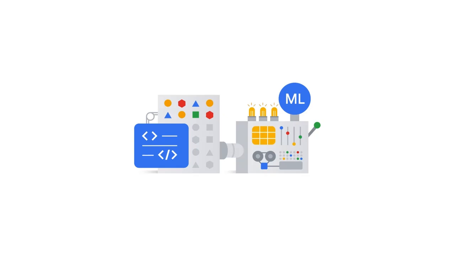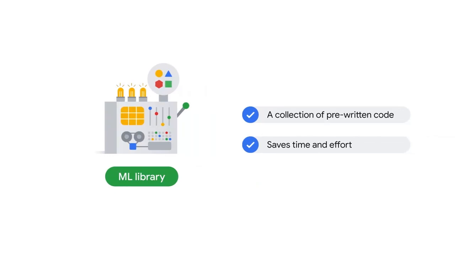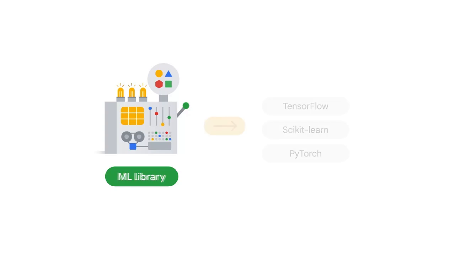These days, you don't have to code from scratch. Instead, you can leverage ML libraries. An ML library is a collection of pre-written code that can be used to perform machine learning tasks. These libraries can save developers time and effort by providing them with the tools they need to build machine learning models without having to write everything from the beginning. As a data scientist, you might already be familiar with popular ML libraries like TensorFlow, Scikit-learn, and PyTorch. They are open source and widely used by a large community of users and developers.